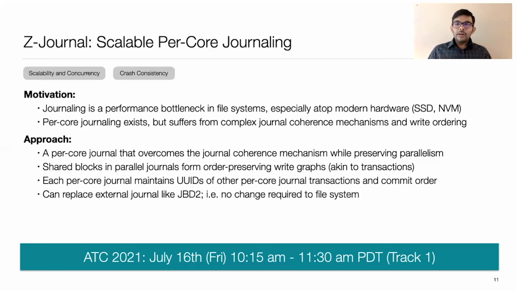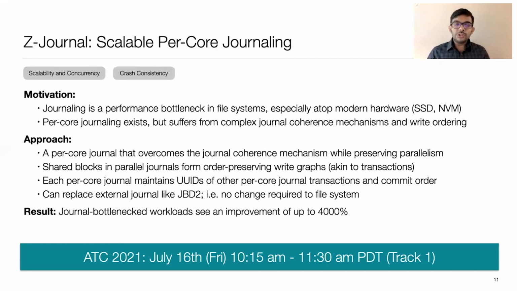Moreover, the Z-journal can replace existing journaling mechanisms like JBD2 as a drop-in replacement. So file systems that use the JBD2 journal today can directly use the Z-journal without any code change. Journal bottlenecked workloads can see an improvement of up to 4,000% as a result of Z-journal.